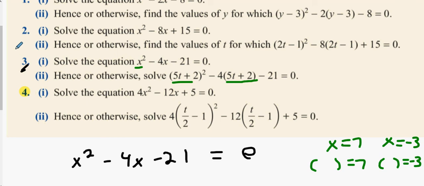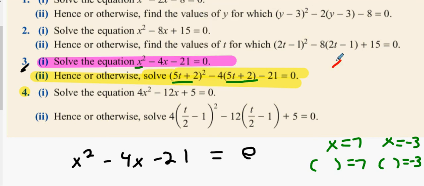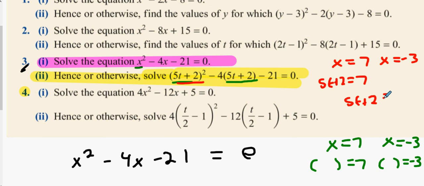Can anybody summarize the technique for doing these questions? Anybody talk? Step 1, do the equation they give you. Step 2, compare part 2 to part 1. What's similar to part 2 and part 1? They're the same quadratic equation. So essentially, the answers for X are also the answers for the second question. So you just put the second question equal to the answers for the first question. Is that alright?